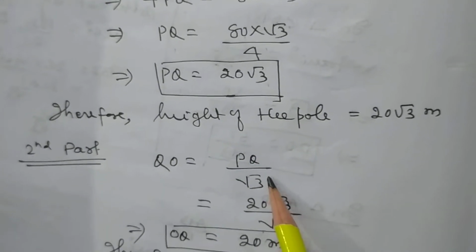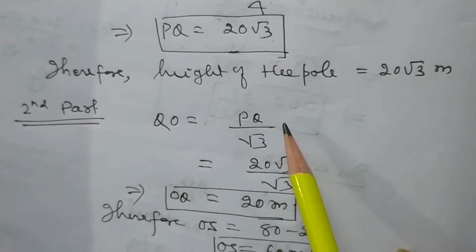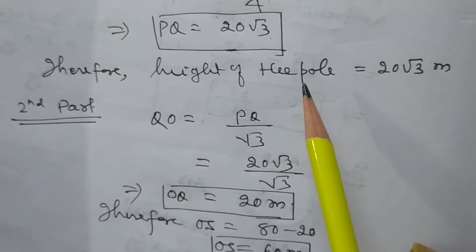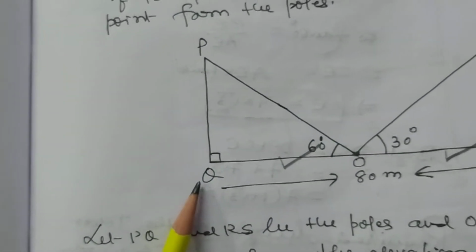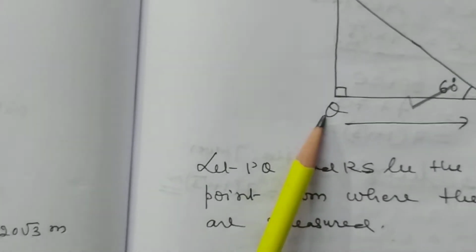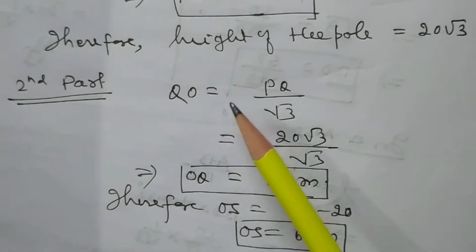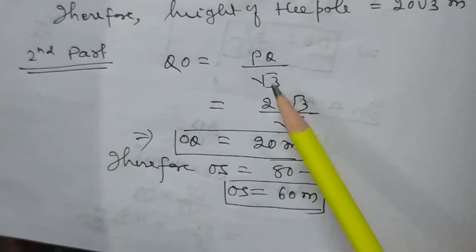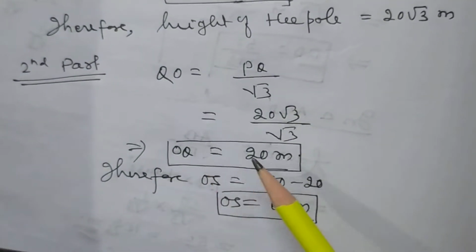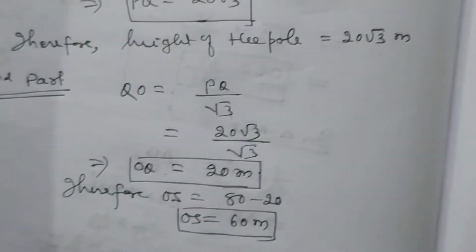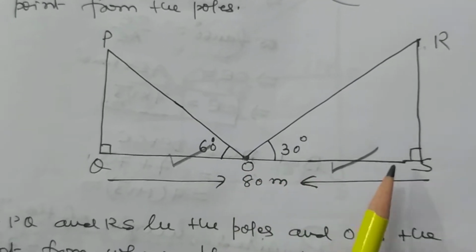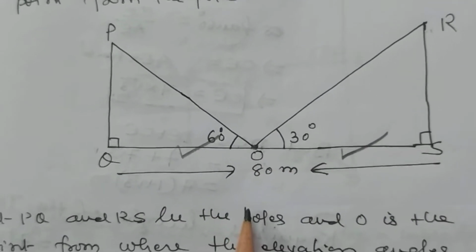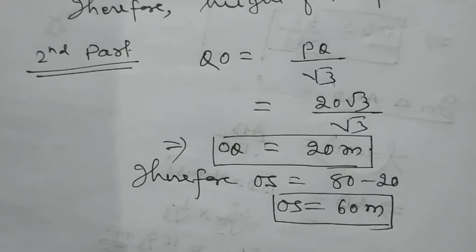Now we want to find the distance of the point from the base of the pole, from the foot of the pole. So for this, we want to find OQ. OQ is equal to PQ by root 3. PQ is equal to 20 root 3. So OQ is equal to 20 meter. This distance is equal to 20 meter. So OS will be QS minus OQ, that is 60 meter. In this way, my dear students, we can solve this problem.